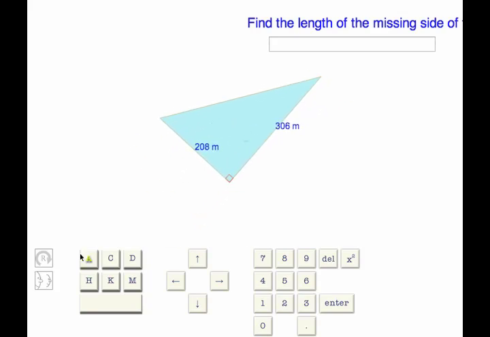Often people like to use the rotating button so that the base and height are perpendicular like that. So the base is horizontal and the height is kind of vertical. And of course, if you turn it this way, then the 208 becomes the base and the height is 306. That's how the program works. And now let's go and figure out this question.